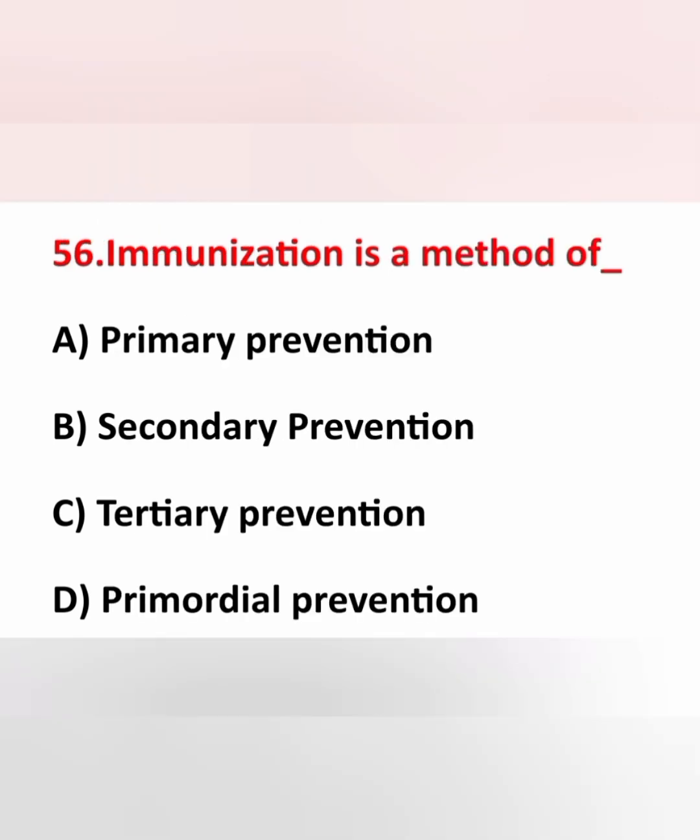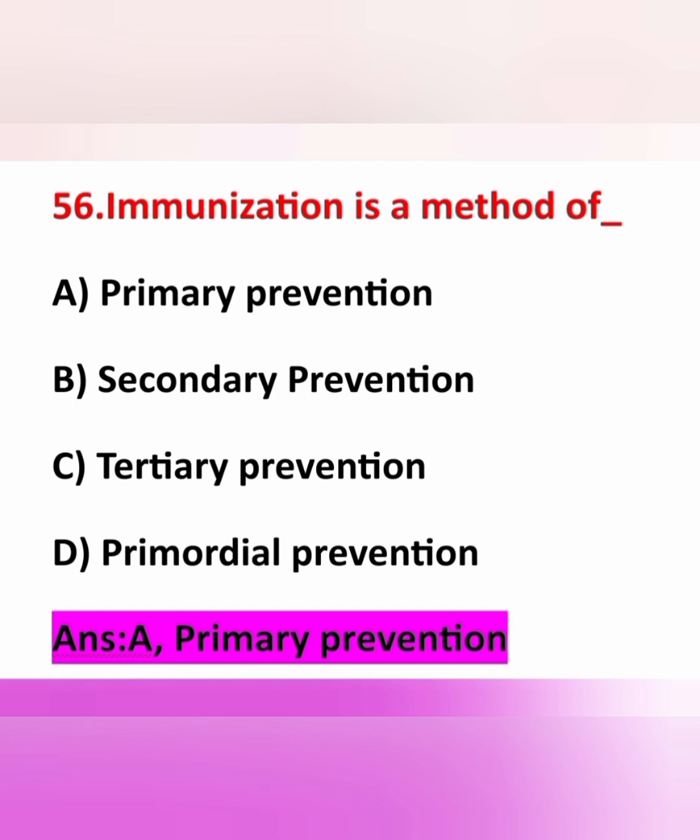Question number 56. Immunization is a method of. Options are option A primary prevention, option B secondary prevention, option C tertiary prevention, option D primordial prevention. Here the question is immunization is a method of. Option A, primary prevention, is the correct answer. Primary prevention means action taken prior to onset of disease. Here immunization comes under specific protection. Specific protection is one of the preventive measures for primary prevention.